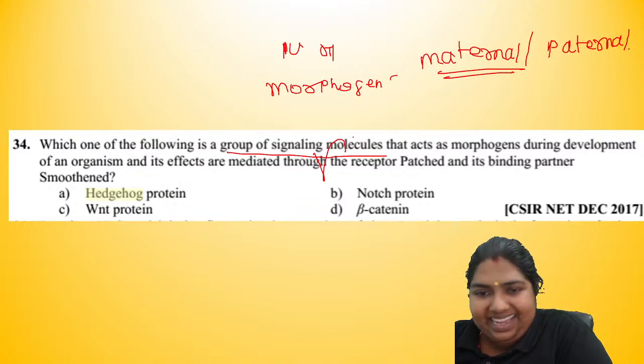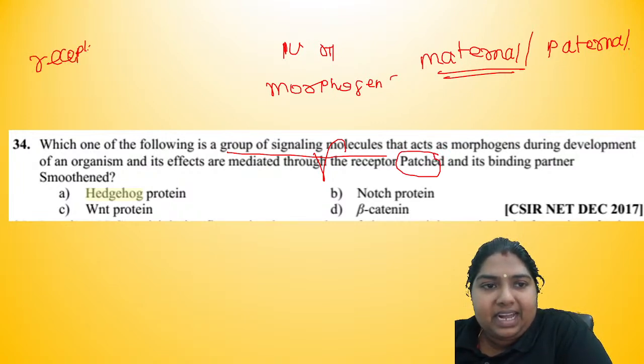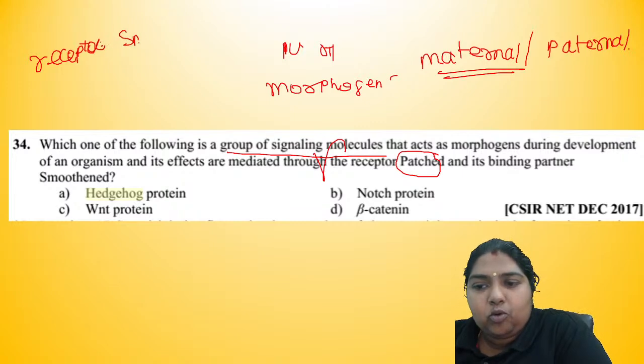So that is okay, right? Fine. So development of organism, everybody is there. But they have given one more word. So this receptor is going to be smoothened. So who is the receptor? The receptor is going to be smoothened. Patched. Okay, patched.